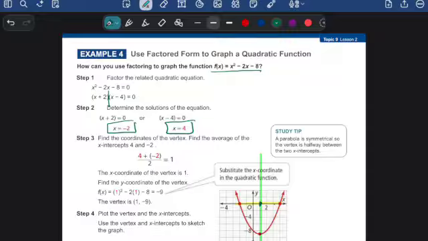So that's one way to do it. Or you can just find the average of the two x-intercepts. So add the two values together and divide by 2. So there's 2 different ways, but you're looking for the halfway point between the two x-intercepts.